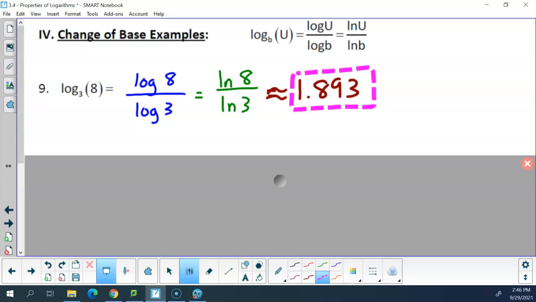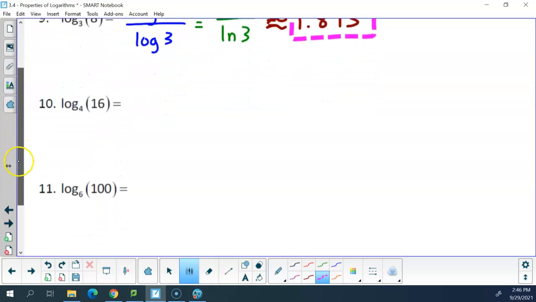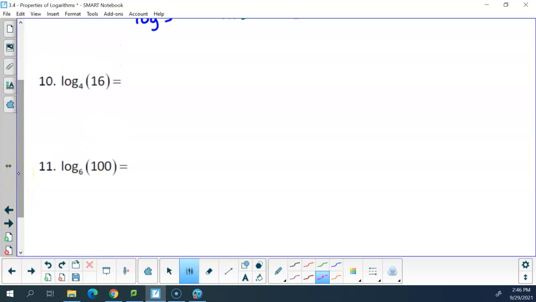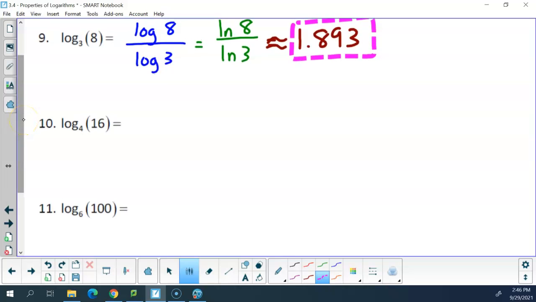Use change of base now in a calculator to find these next two. Log base 4 of 16 and log base 6 of 100. You just add them in. Okay. Because do we need a calculator for log base 4 of 16? No, because what exponent can I put on 4 to get 16? 2. Check it with a change of base formula.